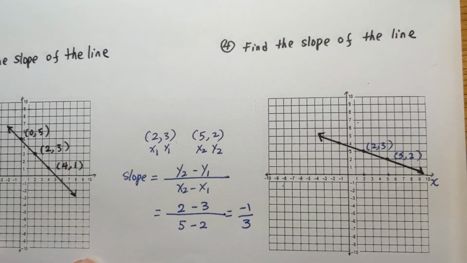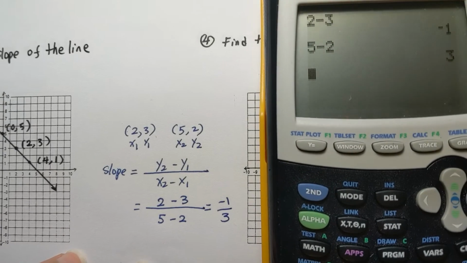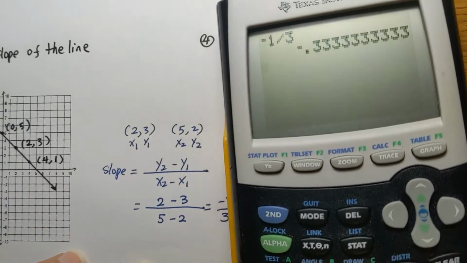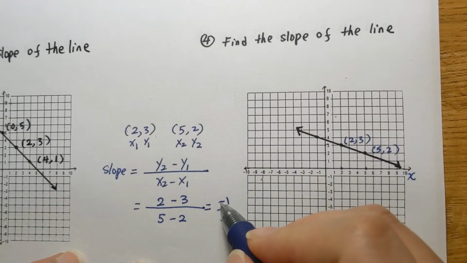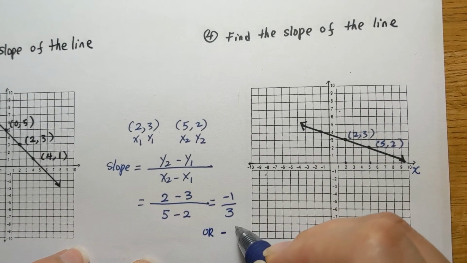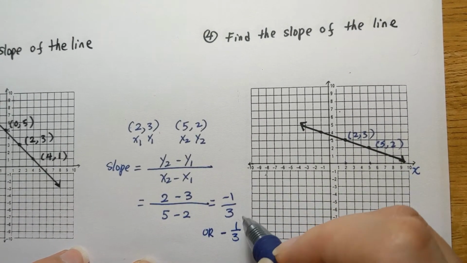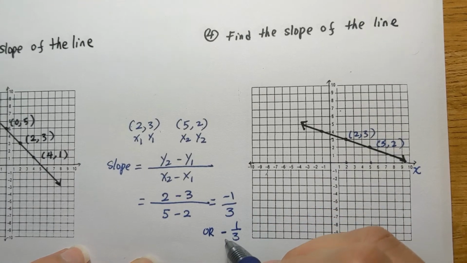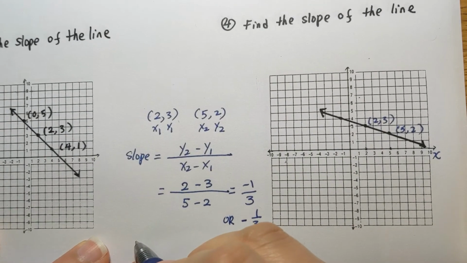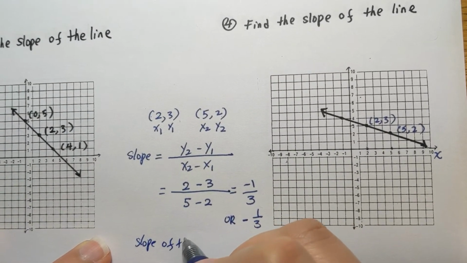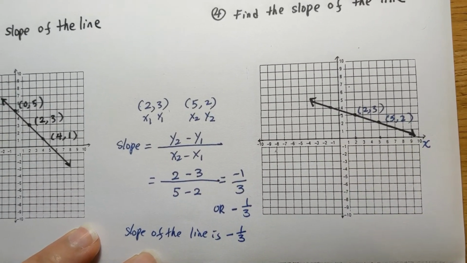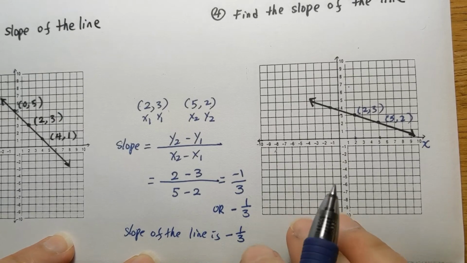If you're not sure whether it's going to be a fraction, decimal or integer, then you just type in negative 1 divided by 3. It turned into a decimal, so I'm going to leave it as a fraction. So the answer is negative 1 over 3. Sometimes you also write it by bringing the negative sign to the front. Negative 1 over 3 is the same thing. So therefore, the slope of the line is negative 1 over 3. So we finished question number 4.